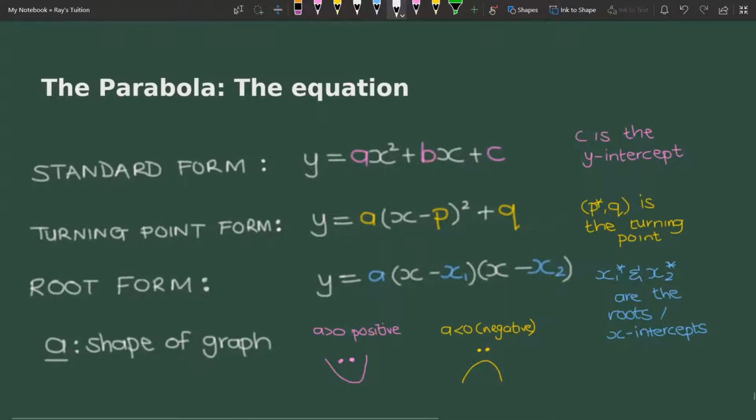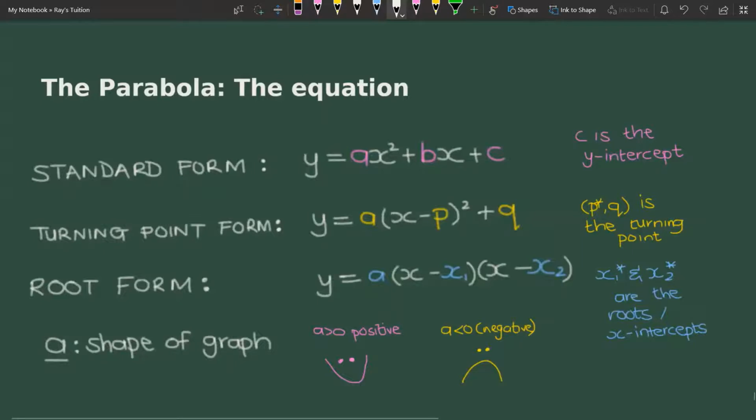The second form that we have here is turning point form, and from the name we get the turning point. So we have the equation being y is equal to a(x minus p) squared plus q. Again, there are three parameters. So a we'll call the shape parameter, p is the x coordinate of the turning point, and q is the y coordinate of the turning point. So from this equation, we can get the turning point that can be written as p star and q. Now, why I have written it as p star is that from the equation to the actual point, you have to change the sign to get the turning point. So that is the turning point.